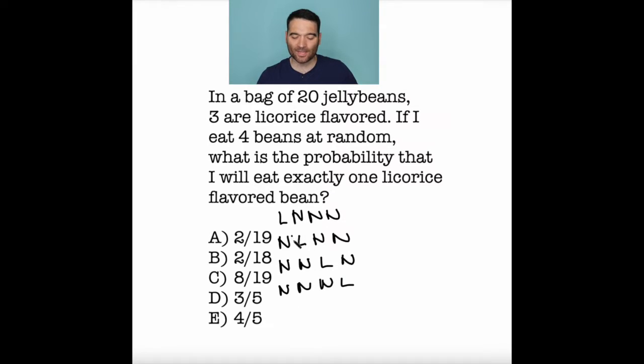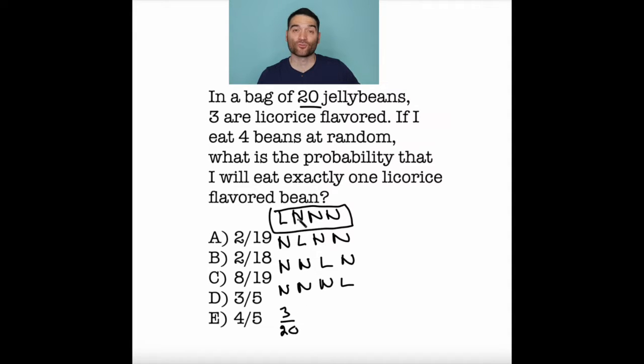Well, let's calculate the probability of this particular event happening. And then we can calculate the probability of these other ones and add them up and figure out the total probability. What's the probability of drawing a licorice on my first go? Well, there are 20 jelly beans total, right? 3 of them are licorice, so that's just going to be 3 out of 20.